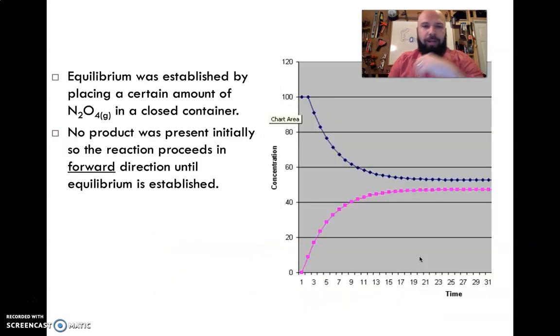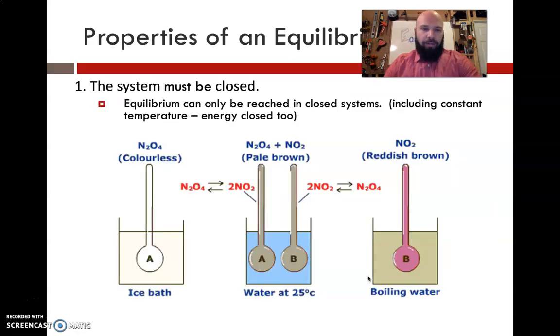Let's look at the first example that we had, where we have the dinitrogen tetraoxide. If we started with all of that reactant, it would start to decompose and create the nitrogen dioxide and eventually reach this equilibrium. So this is a concentration versus time graph, and it looks like you reach equilibrium around the 20th second, where you get these concentrations of your reactant and product existing together in your closed container.